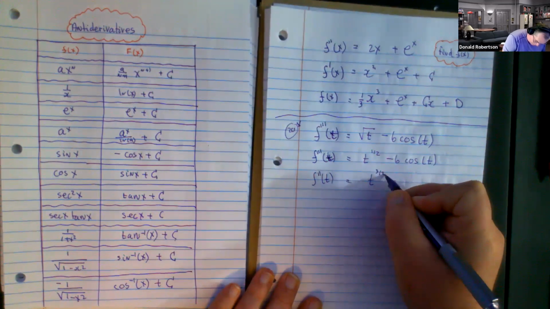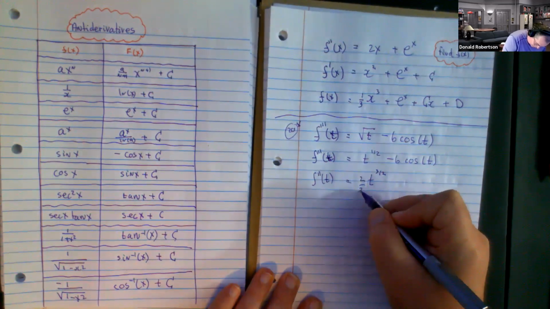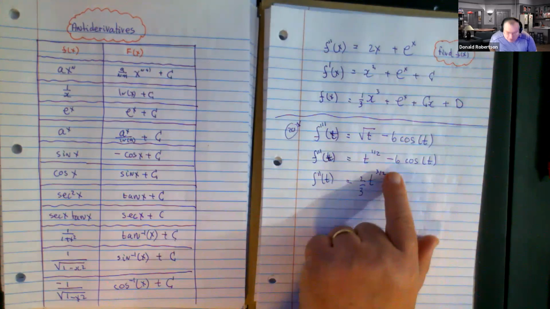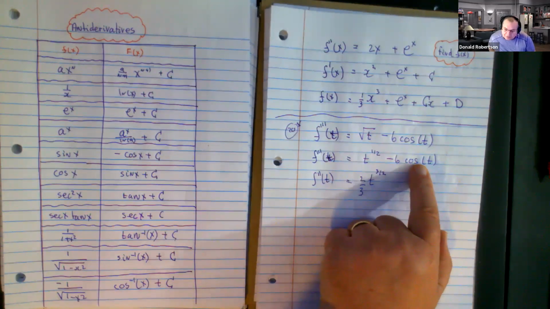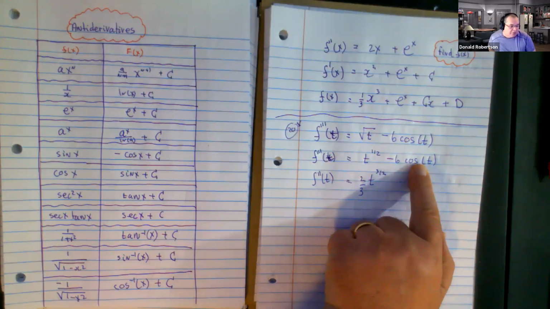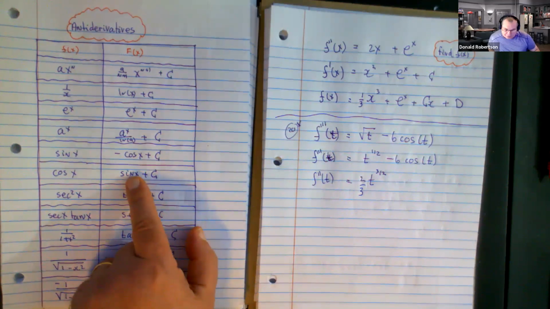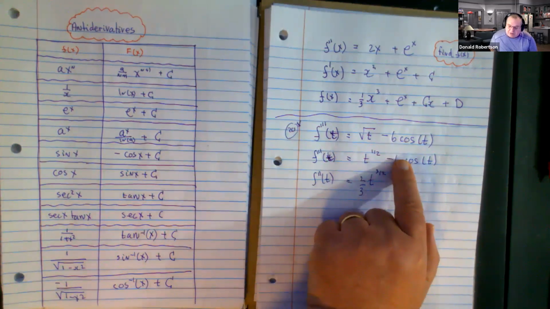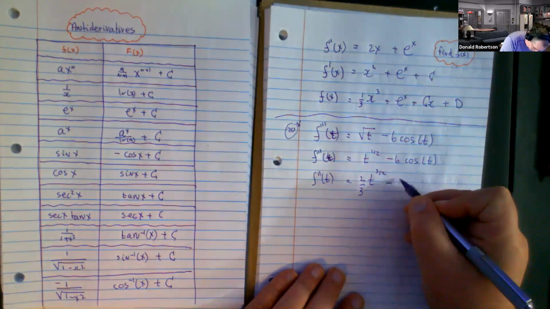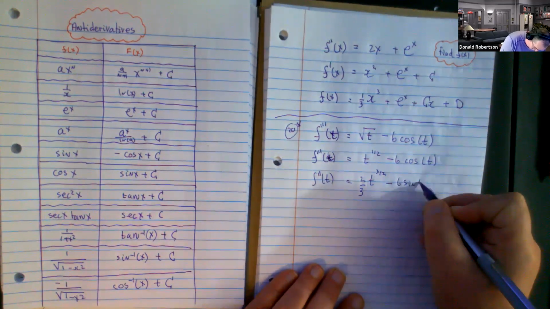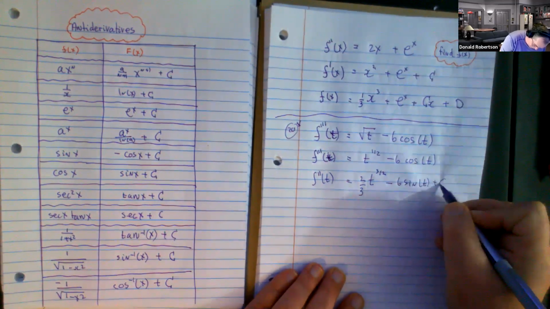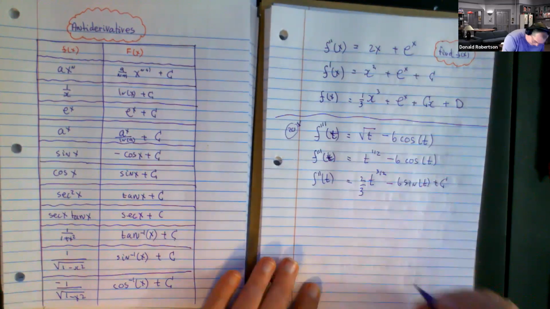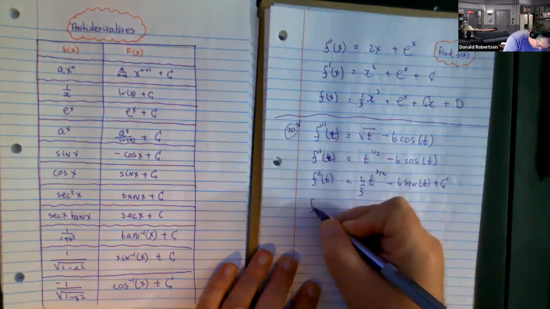Right, antiderivative. Add 1 to the power, divide by the new power. If you want to find the antiderivative of a cosine, the answer is a positive sine. So negative 6 cosines will get you negative 6 sines plus c. I'll do an antiderivative again.